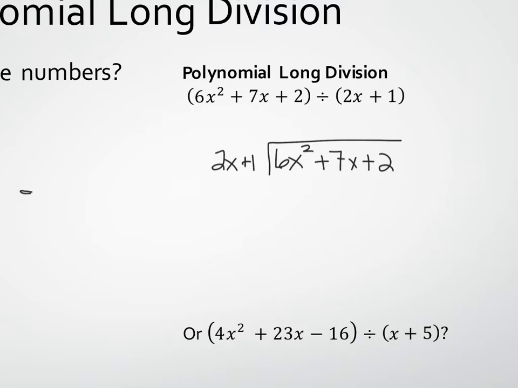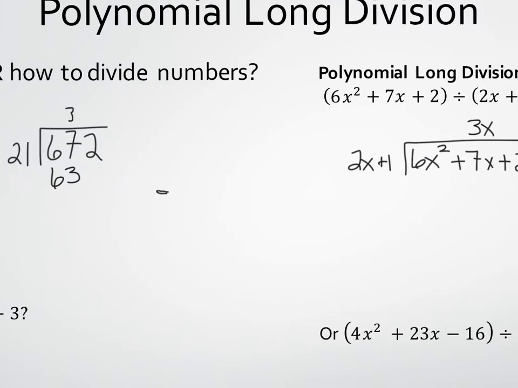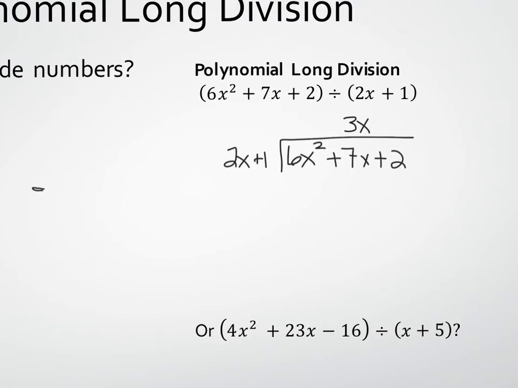It's like you're going to cover up the 1 and you're going to say, how many times does 2x go into 6x squared? Well, 6x squared divided by 2x is 3x. And 3x is going to go above the 7x because it has the same placeholder. So after we determined 21 into 67 in our numeric example, what did we do next? Well, we multiplied. We took 3 times 21, which we found to be 63. Okay, so the same thing we're going to do for polynomial division. We're going to take 3x times 2x, which is 6x squared, and 3x times 1, which is 3x.